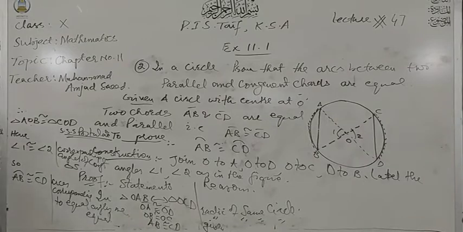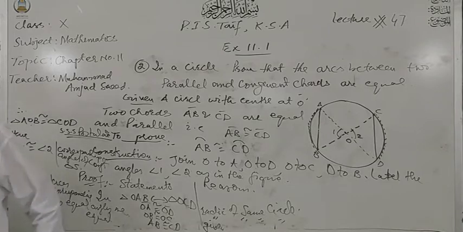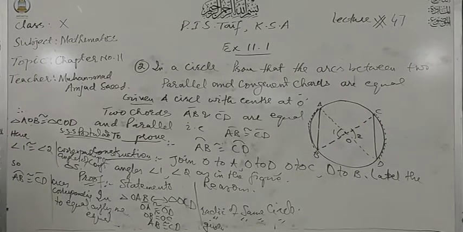Dear students, we have a 4 centimeter long chord that subtends a central angle of 60 degrees. Then the radial segment of this circle is 4 centimeter.